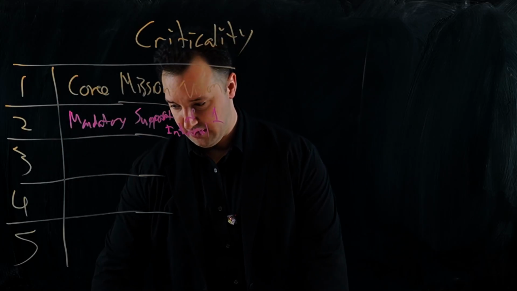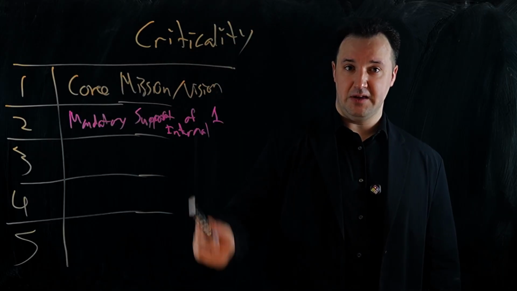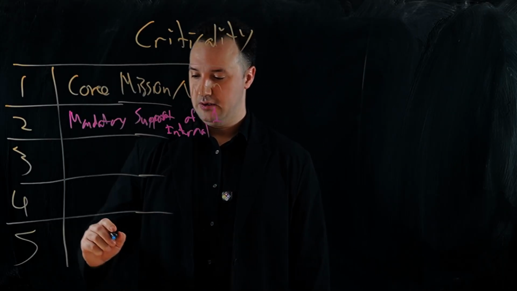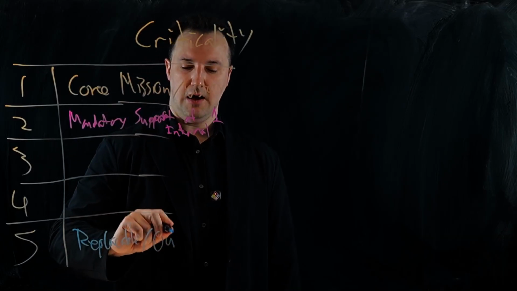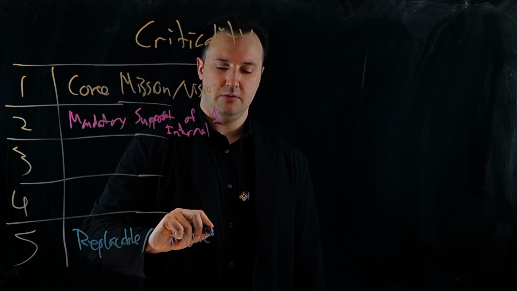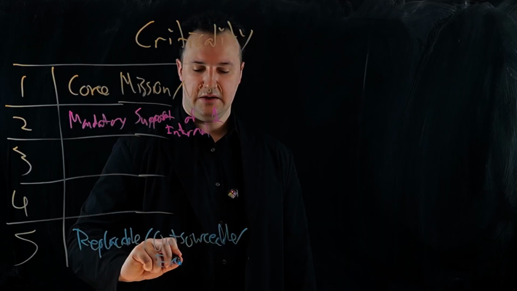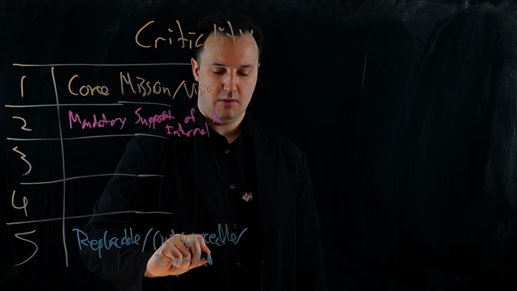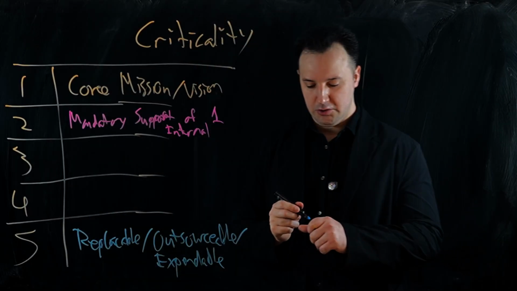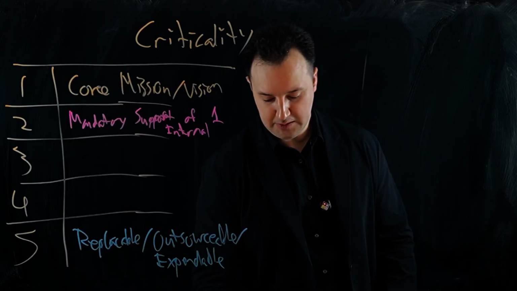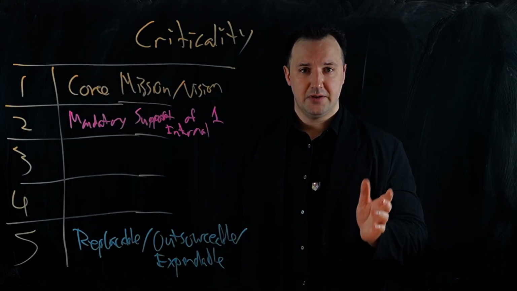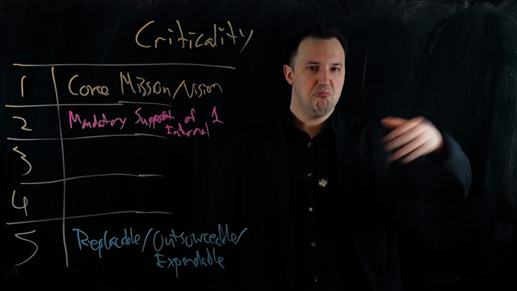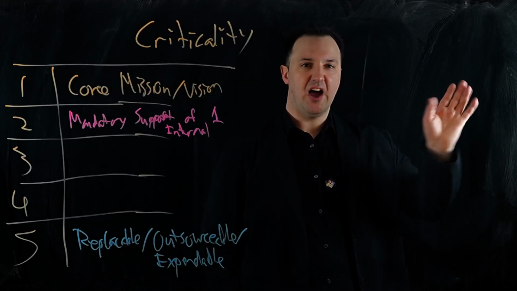Your number 5 stuff, I'm going to jump there for a second because these will make sense when I do that, is replaceable, outsourceable, expendable. Parts of your organization that you can afford to do without. If there is a part of your organization where, if a bad thing happened and you lost it, you would say, you know what, we just outsource it. We're not going to recover it. It's fine. We can do without it.